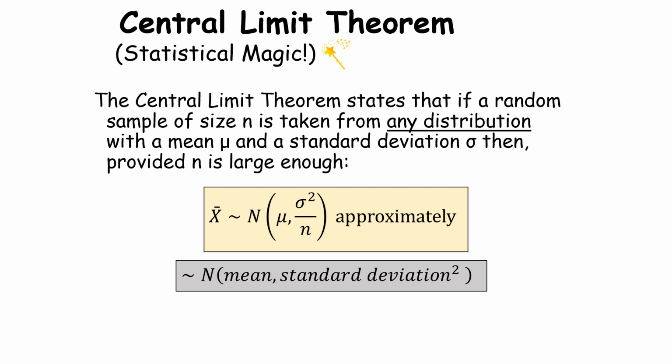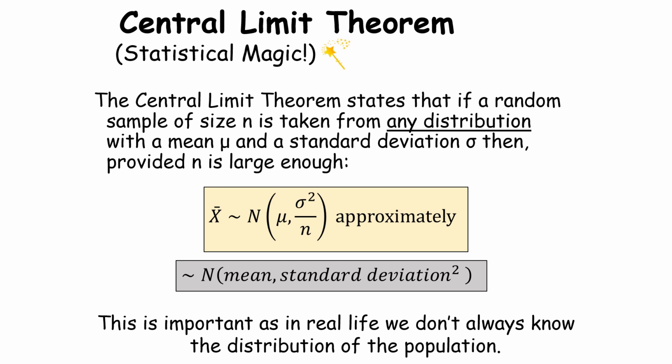Standard deviation squared is our variance. We don't really talk about variance at Leaving Cert higher level, so we can think of it just as standard deviation squared. And it's so important because in real life we don't always know the distribution of the population. And I suppose we focus so much on very basic distributions.